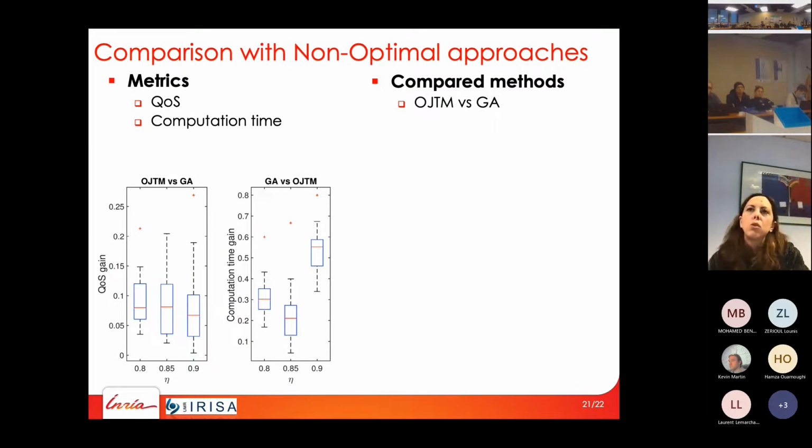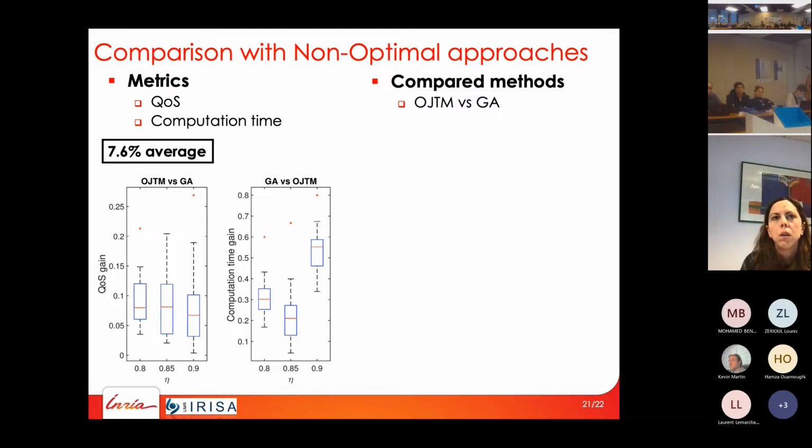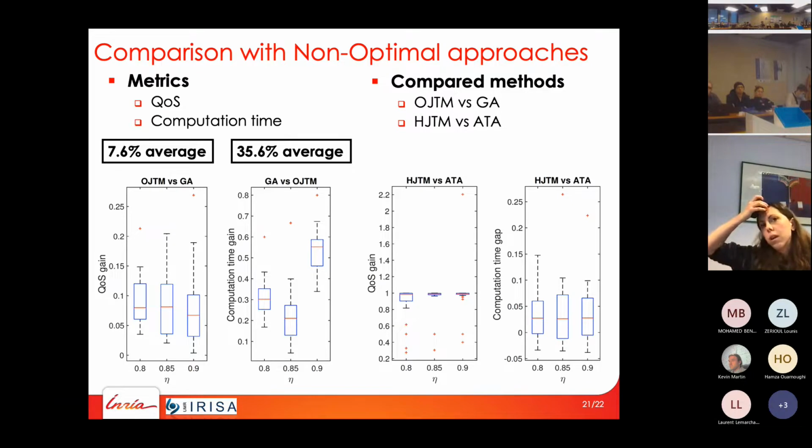Okay, and the last comparison that we did was with non-optimal approaches. Again, we have the QoS and the computation time. On the left, we can see the comparison in the first figure of the QoS and in the second, the computation time, when we compare the optimal approach with the genetic algorithm. We have some gains regarding the QoS, 7.6% on average, and around 35.6% on average regarding the computation time.